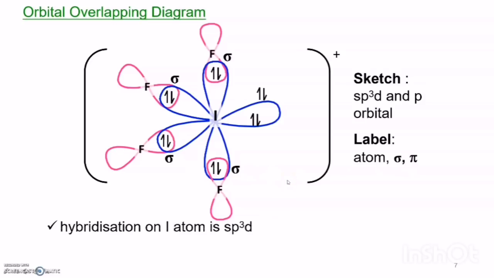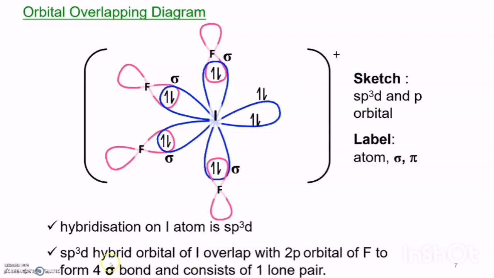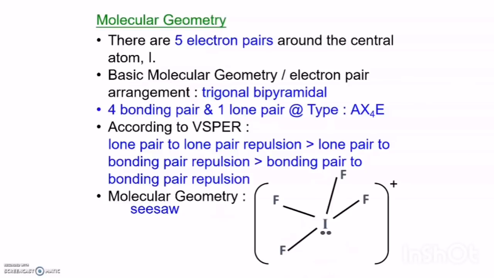Right. Okay, to explain, we must mention the iodine hybridization. The iodine atom is sp3d, which is overlapping of what? Okay, overlap with the 2p orbital of fluorine to form 4 sigma bonds. It consists of 1 lone pair. This one if you try to explain.